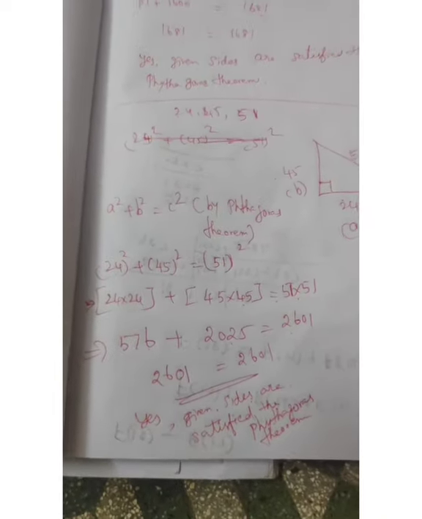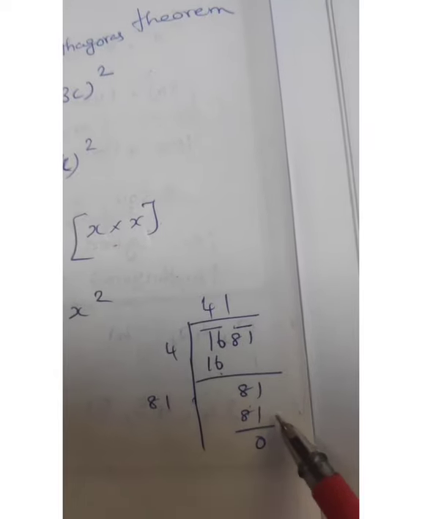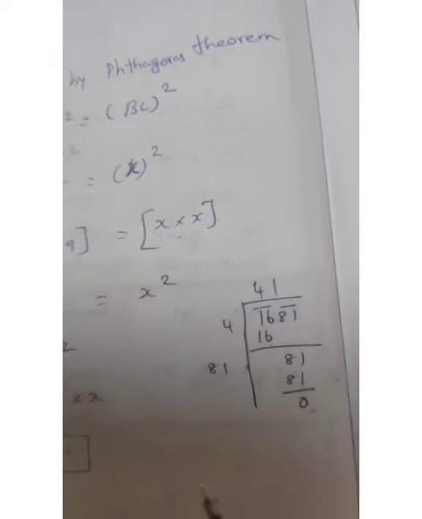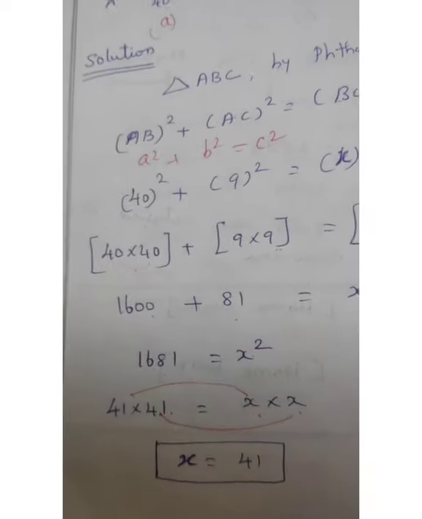If you have a doubt, you ask me. 9 multiplied by 9, 9 9s are 81. So now multiply and get the answer. Now 1681 square root equal to 41. If you are confused, 41 into 41, write it enough.